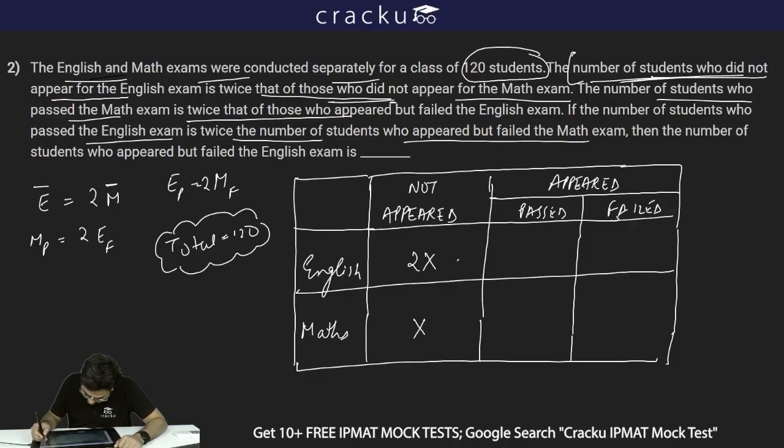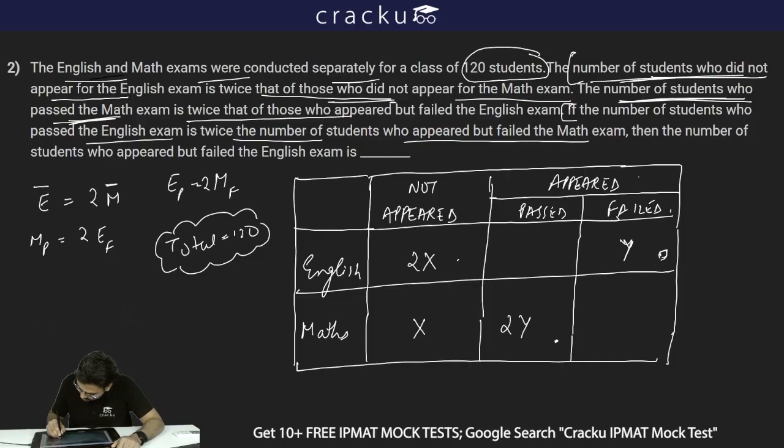Further, it is said that the number of students who passed the Math exam, this one, is twice that of those who appeared but failed the English exam. So, if there were y students who appeared but failed the English exam, the number of students who passed the Math exam is twice that number. So, this number will be 2y. Okay, this is also done.